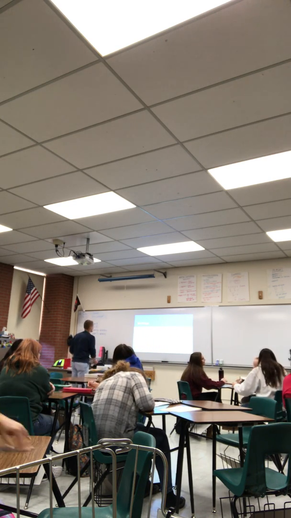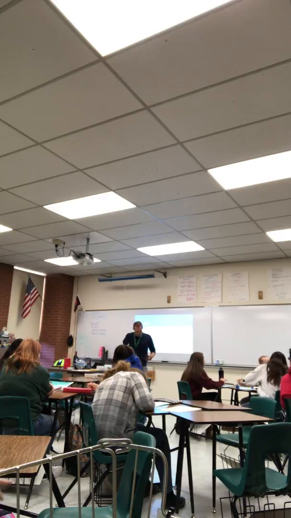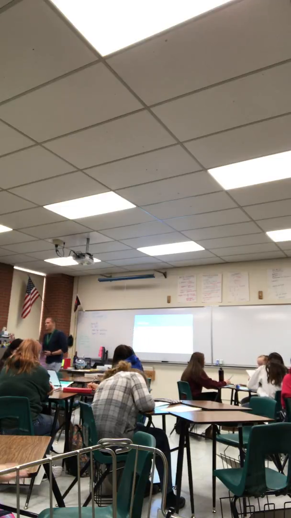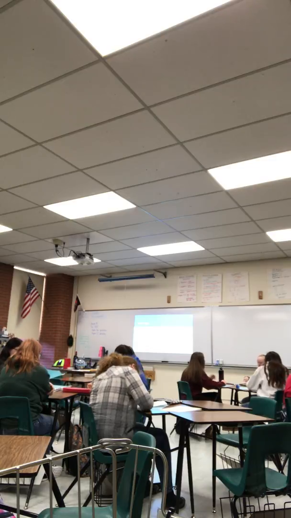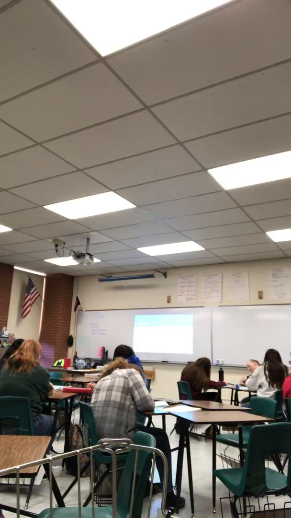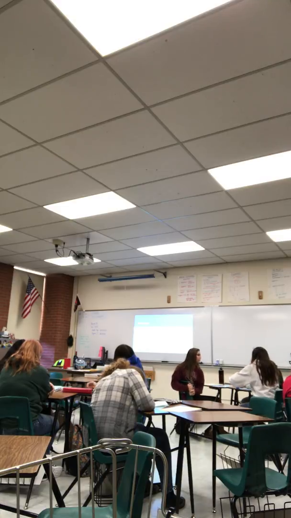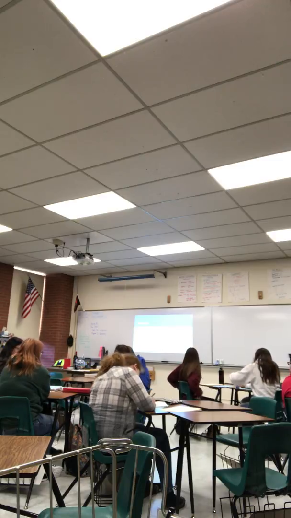Alright, so let's talk about the bell ringer. How do we go about finding the slope and y-intercept of these two lines that are on the board? What might be a good starting point, do you think? Starting with the y-intercept, right? So looking at that first one, what would our y-intercept be of that very first one?